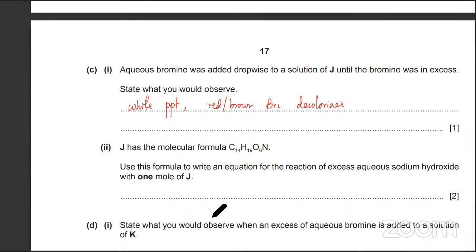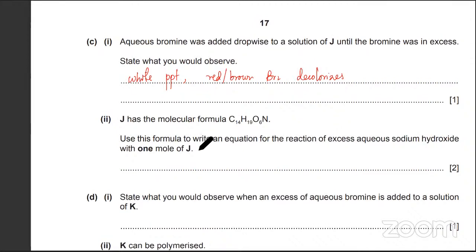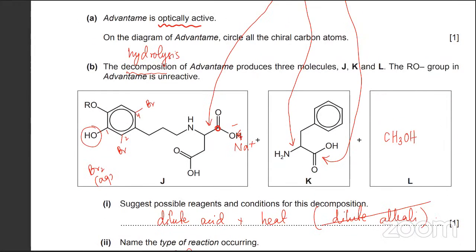Now the next one: J has the molecular formula C14. Use this formula to write an equation for the reaction of excess aqueous NaOH with 1 mole of J. So the question is about NaOH. Let's get rid of the bromines as well. Which group would NaOH react with? The OH.